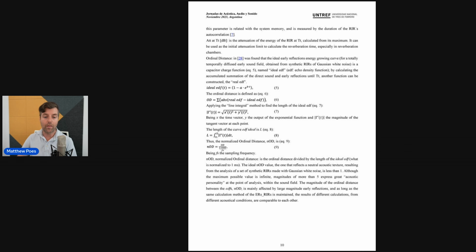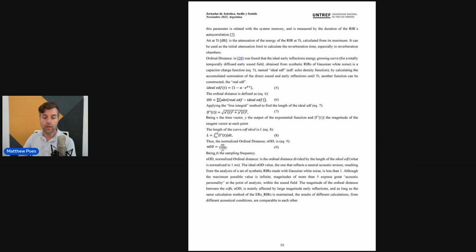So here he goes into the math of that. Again, I don't need to go into that for you. And so you can then create a normalized one. So if the length of the curve EDF is idealized to L, here you can see how he does this, the normalized version, where Fs is the sampling frequency. That's under here. L he has over here in the calculation. And so you get this normalized ordinal distance, and that's the ordinal distance divided by the length of the ideal echo density function, normalized to 1 millisecond.